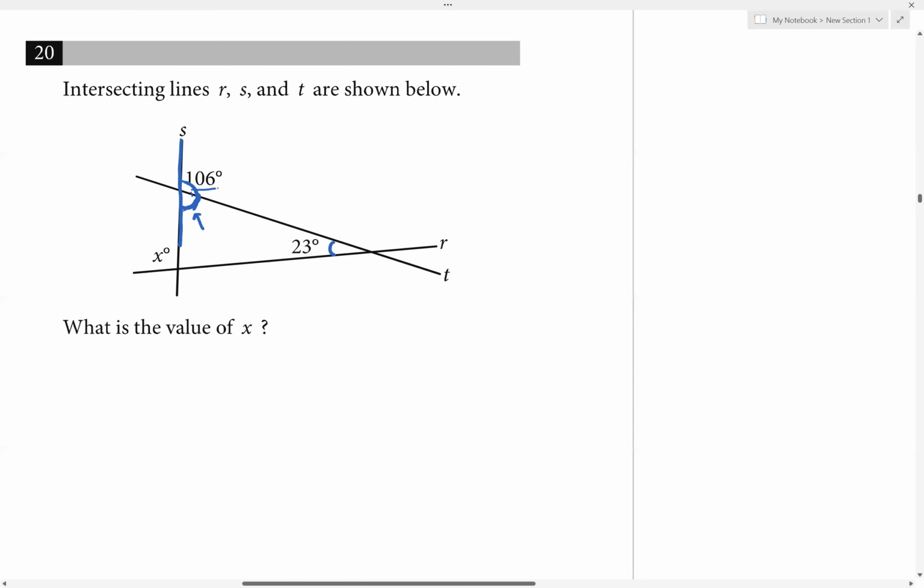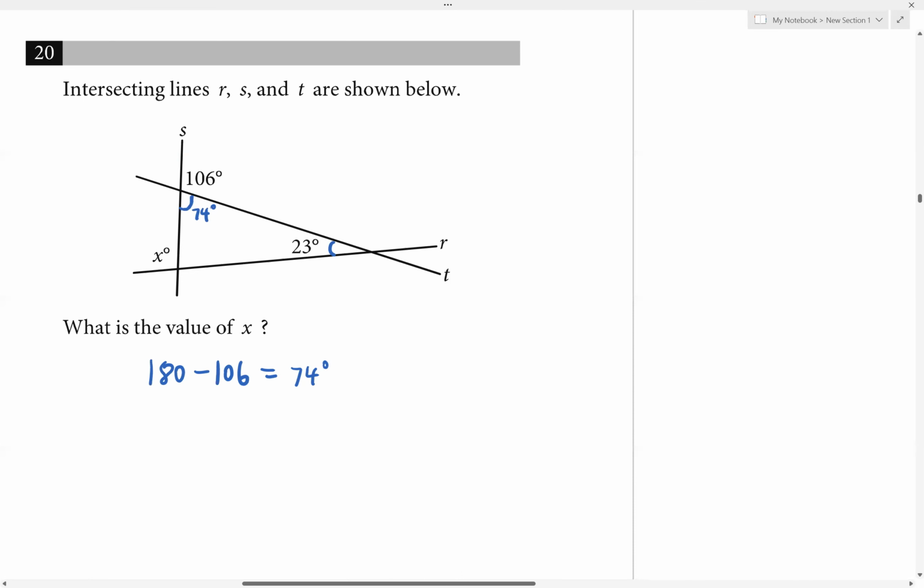So this is 106. Then this one inside you can solve for: it will be 180 minus 106. They form a straight angle, they add to 180. So 180 minus 106, we get 74 degrees. So from the 106 angle, we know this angle right next to it has to be 74 degrees.